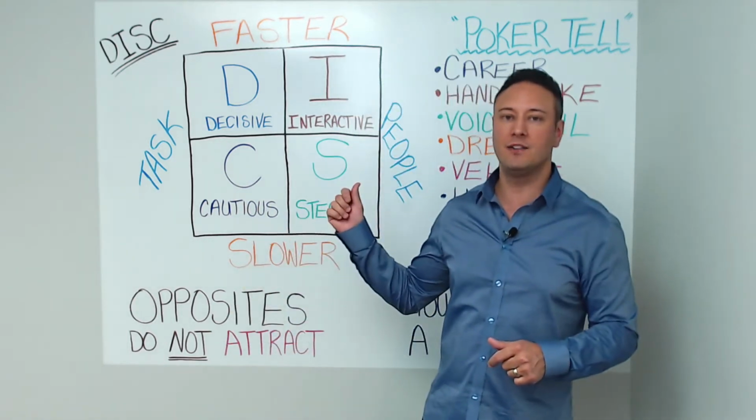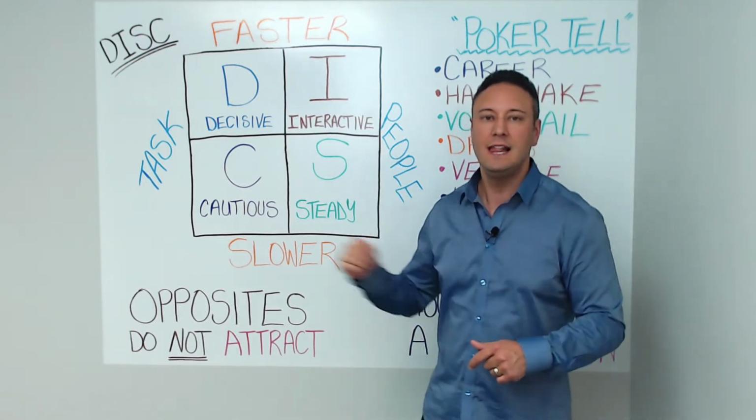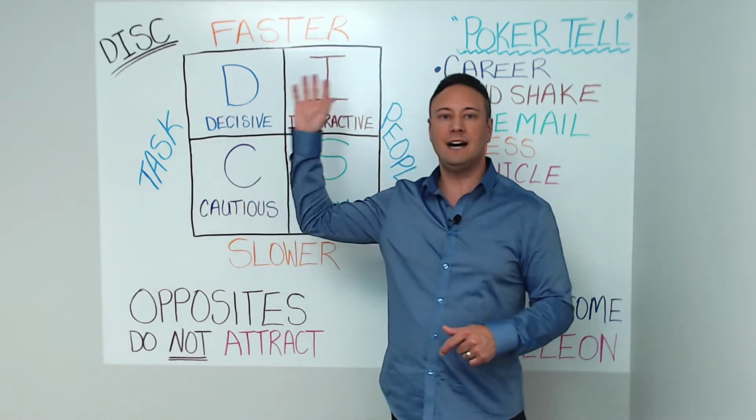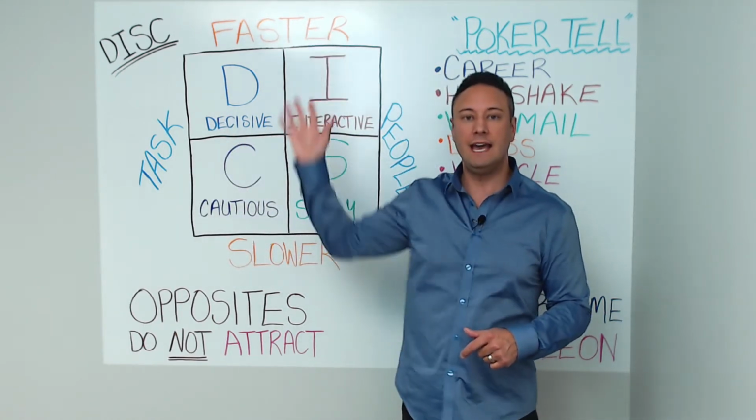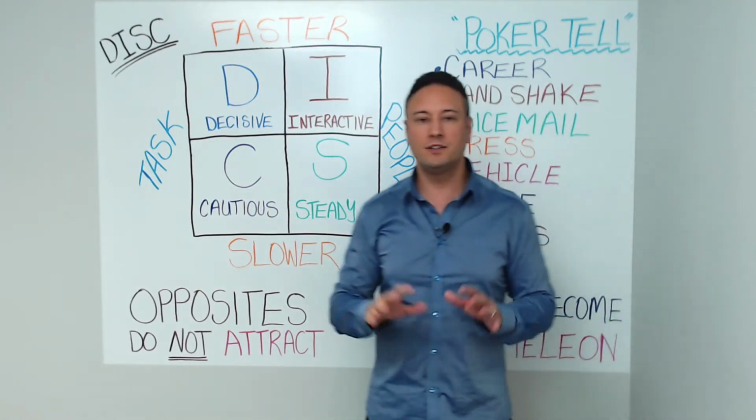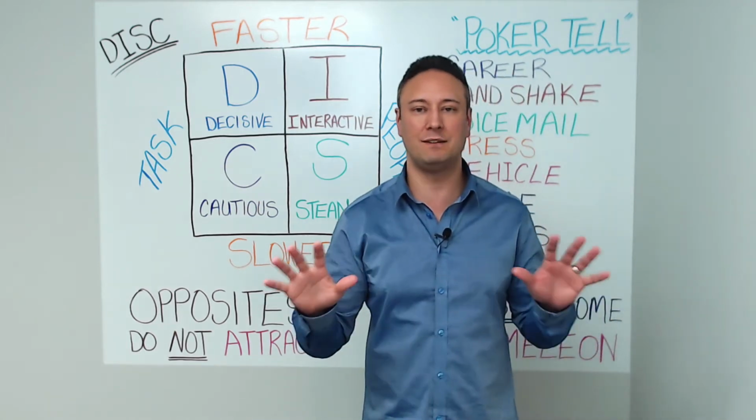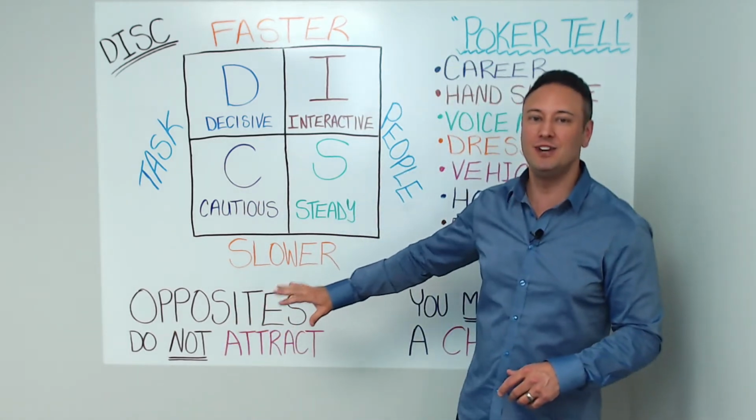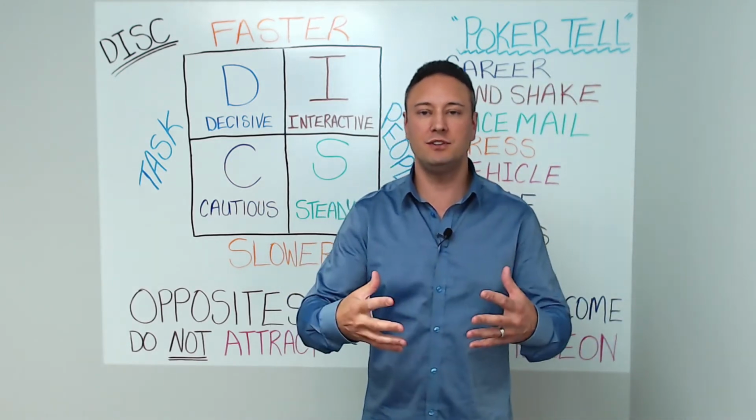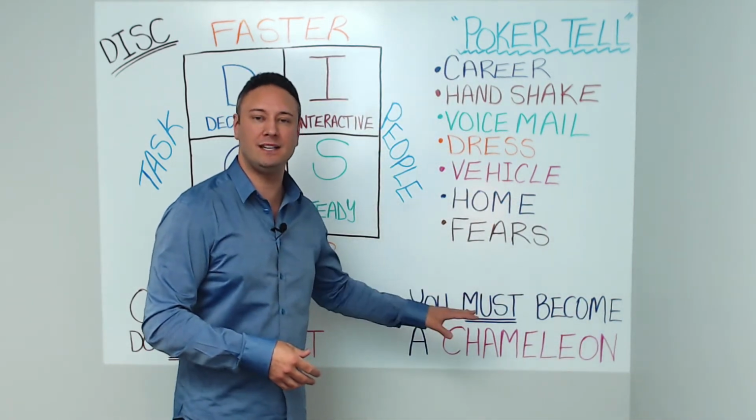So let's go back here. The I and the S are more people-oriented, right? And the D and the C are more task-oriented. The D and the I are going to be a little faster, and the C and the S are going to be a little bit slower, right? So there's a saying that opposites attract. Well, that in sales is completely wrong. Opposites do not attract. The way to get someone to know, like, and trust you is you have to become like them. You must become a chameleon, right?